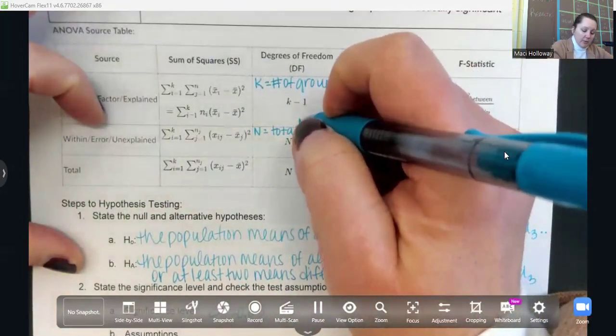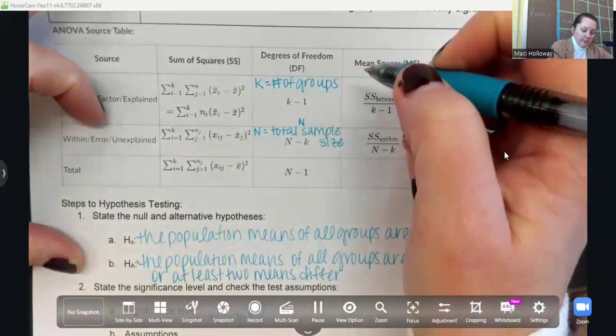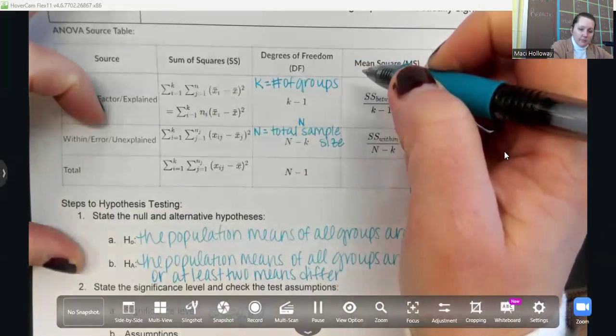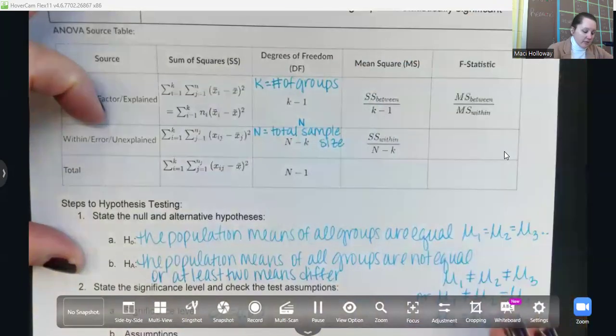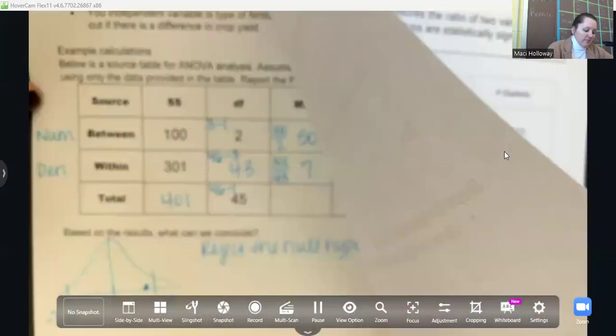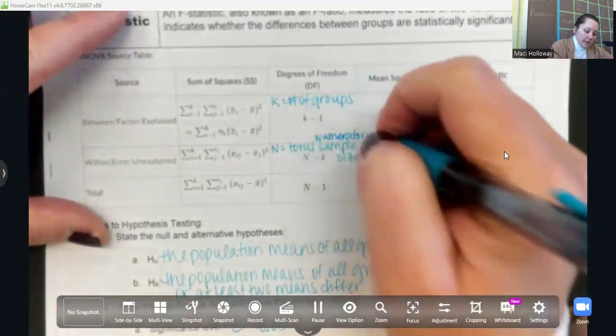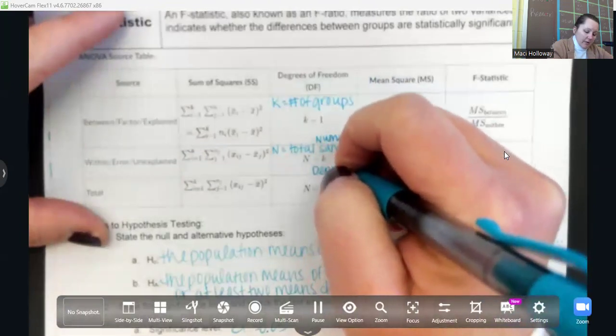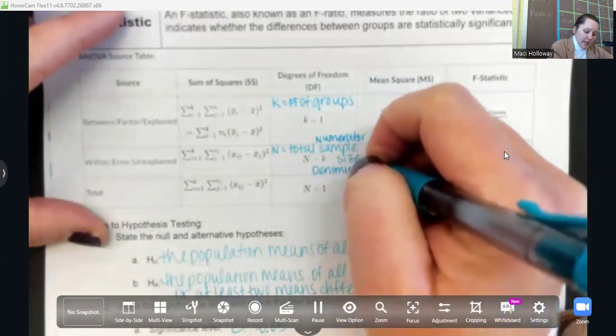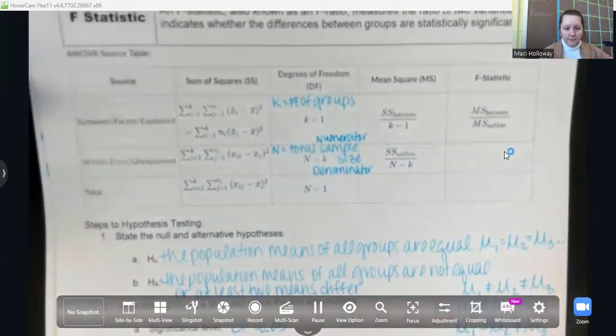This is going to be your numerator. And this is going to be your denominator. And we'll do this in class when we get back together.